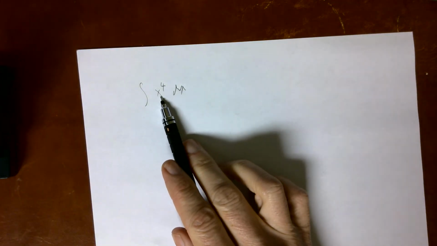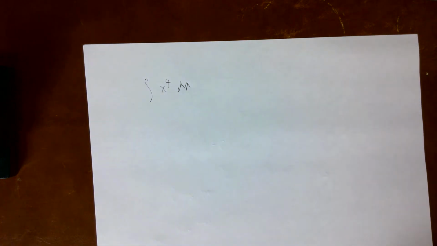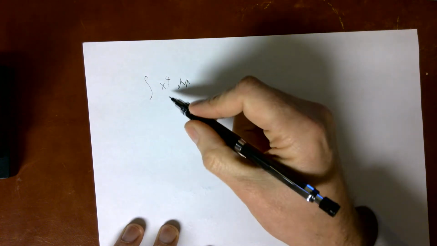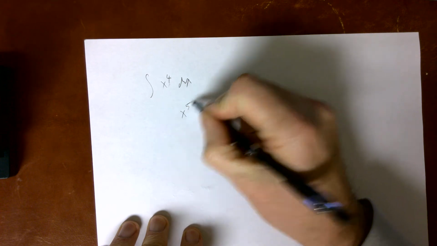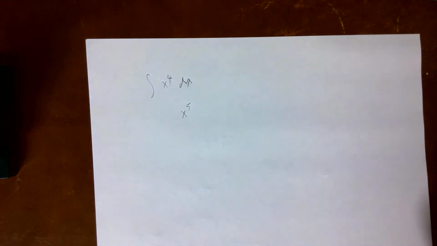How do you take an antiderivative? Well, think about what happens when you take a derivative. Like when you take a derivative, the exponent goes down. So if you take an antiderivative, the exponent better go up. So I'm going to look at this and think, well, if I'm going to find an antiderivative of x to the fourth, x to the fifth is a good place to start.